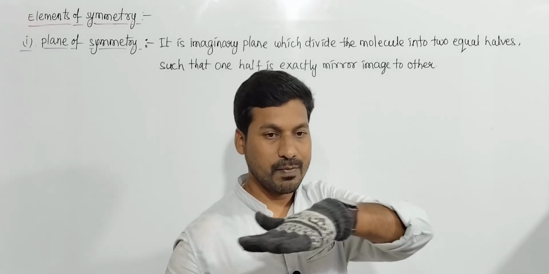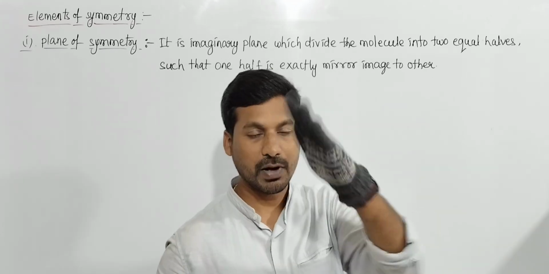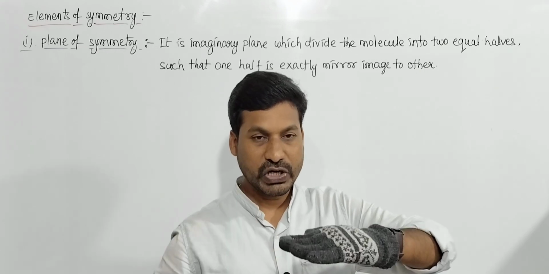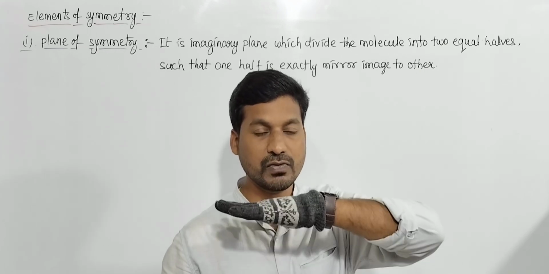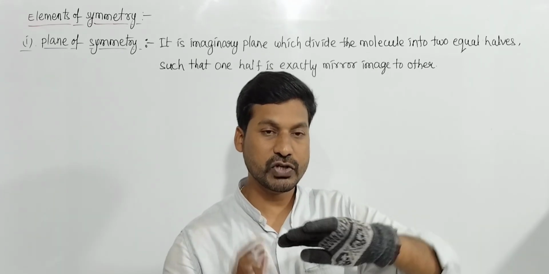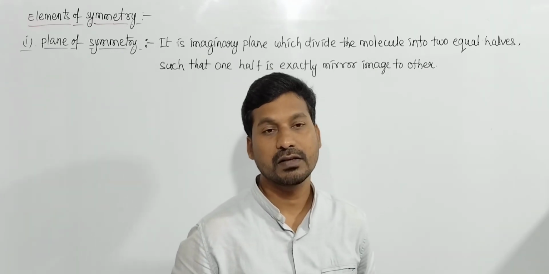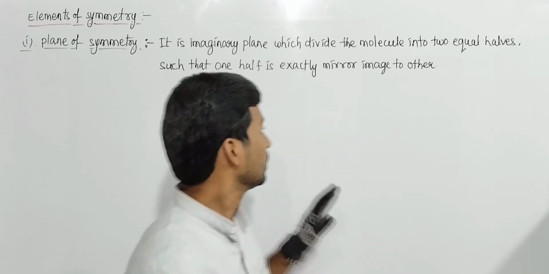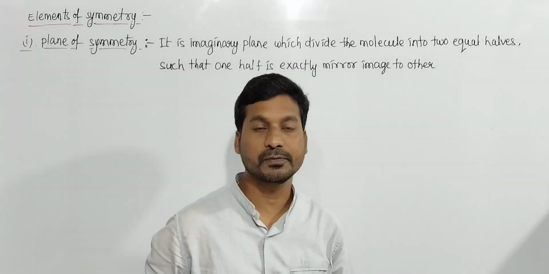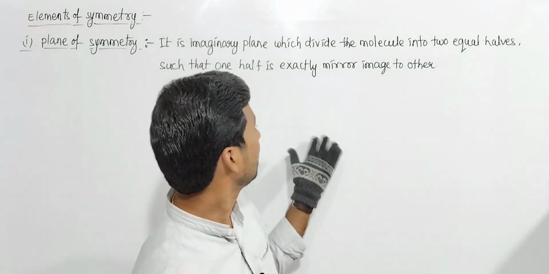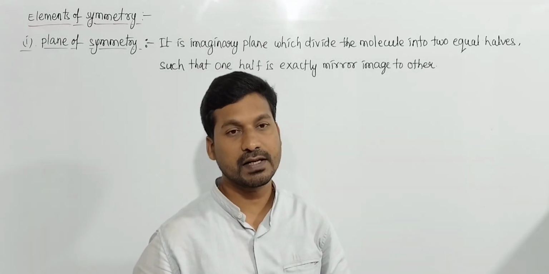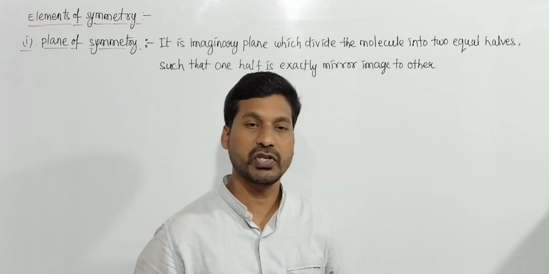It is an imaginary plane which passes through the molecule in any direction and divides the molecule into 2 equal halves, such that one half is exactly the mirror image of the other. Such symmetry is called plane of symmetry. So the plane of symmetry is an imaginary plane passing through the molecule which divides it into 2 equal halves, such that one part is exactly the mirror image of the other.